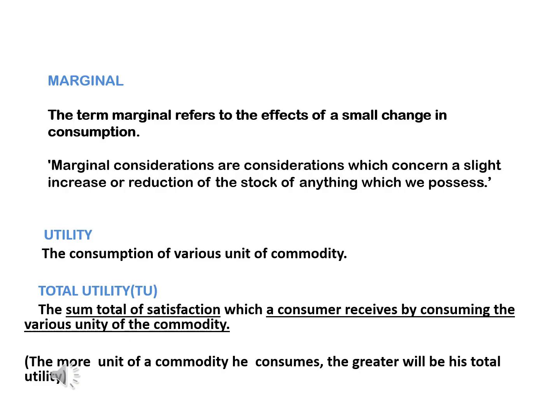These three measures are closely connected. The first unit gives initial utility. The total satisfaction from all units is total utility. The extra satisfaction from each additional unit is marginal utility. Together, these concepts help economists understand consumer behavior.